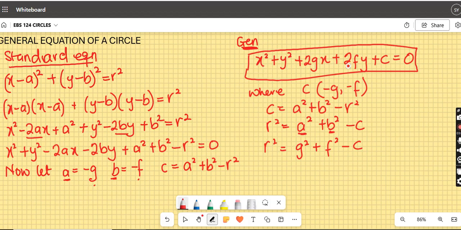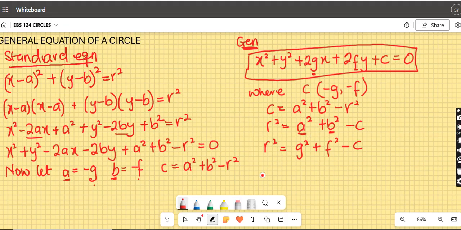If you want to find the center from the general equation of a circle, we are just going to negate the g, negate the f, and then to find the radius, we are going to have √(g² + f² − c). That is the definition for the center and radius from the general equation of a circle.